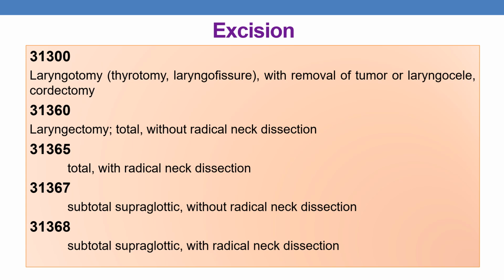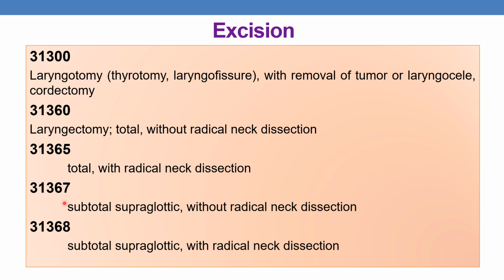First of all, coming to excision, the first CPT is 31300. It deals with laryngotomy, which includes thyrotomy or laryngofissure, with removal of tumor or laryngoscele, chordectomy. The next CPT is 31360. It deals with laryngectomy, total, without radical neck dissection. The next is 31365. It deals with laryngectomy, total, with radical neck dissection. Previously it is without, now it is with radical neck dissection.